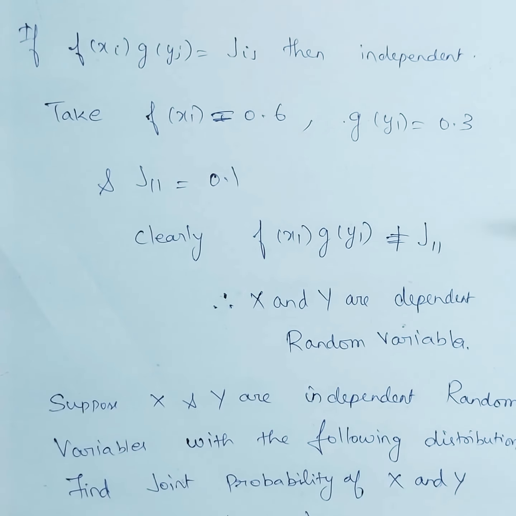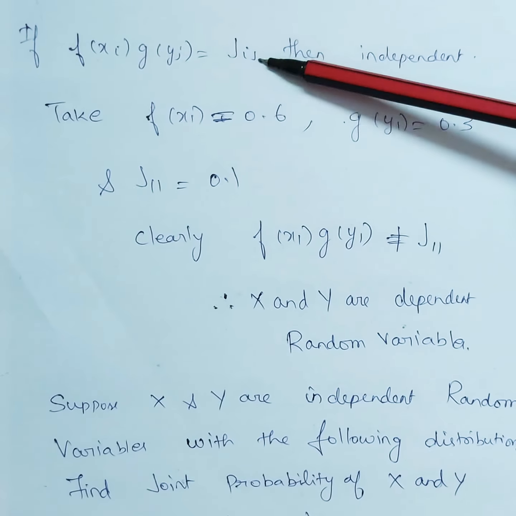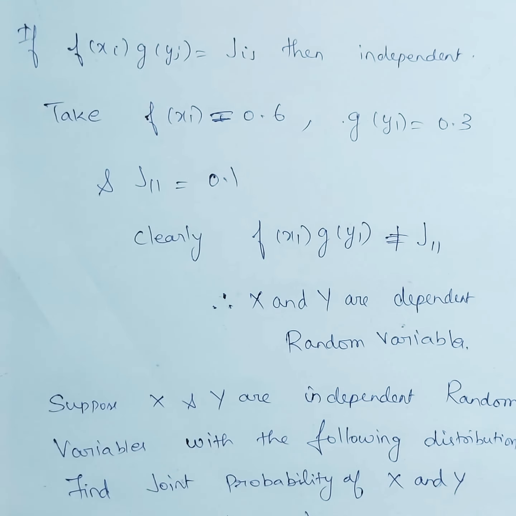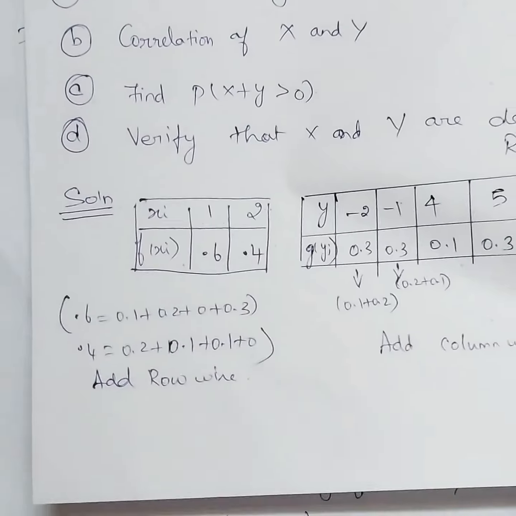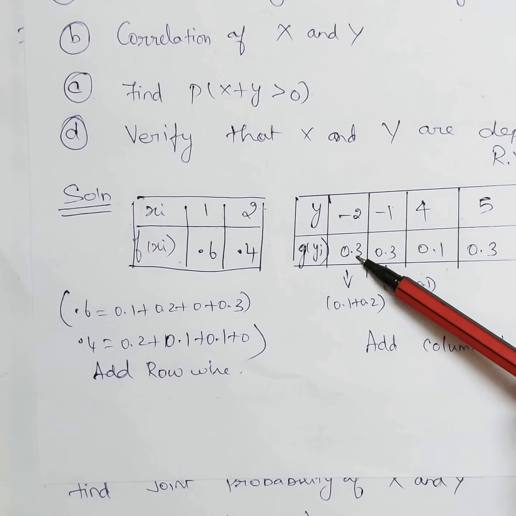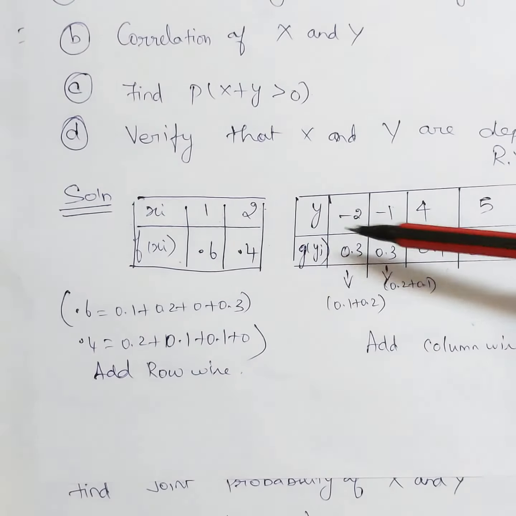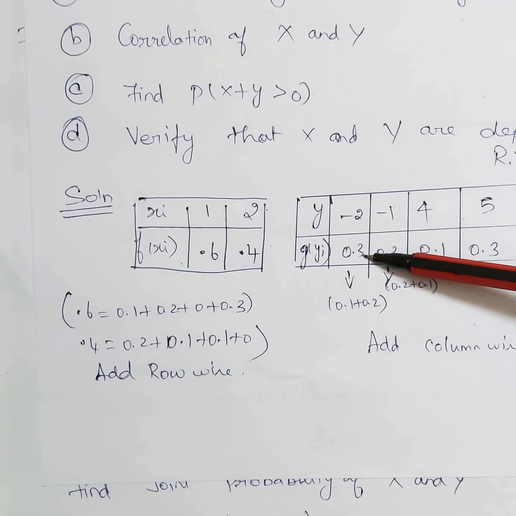So now the continuation of the problem. So I have to check whether it's independent or not. Correct? If f of xi and g of yj is equal to Jij, then it is independent. So we are going to take what is f of xi. Correct? It's there in the question. F of x1 I am taking for a change. F of x1, if you see 0.6 and g of y1 is 0.3. So I am taking these two values. So f of x1 is 0.6, g of y1 is 0.3.